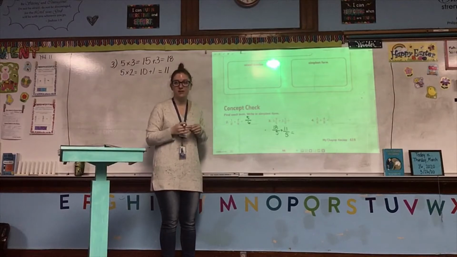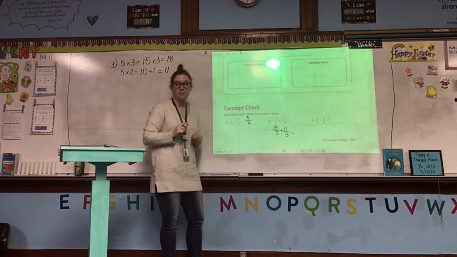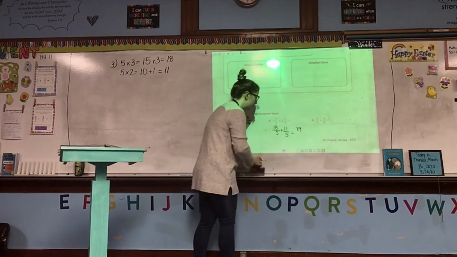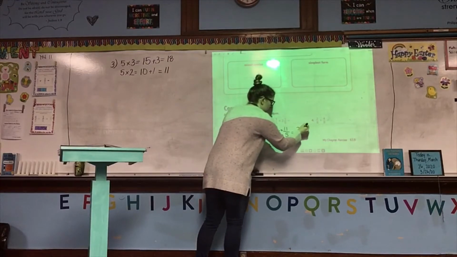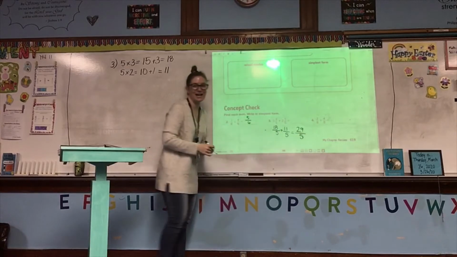Now we're just going to follow the steps for adding like fractions. We add the numerators first. 18 plus 11 is 19. Oops, whoops, not 19. 29. And our denominator stays the same. So we have 29 fifths.